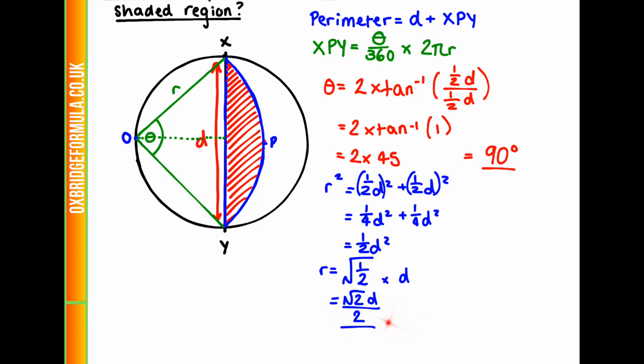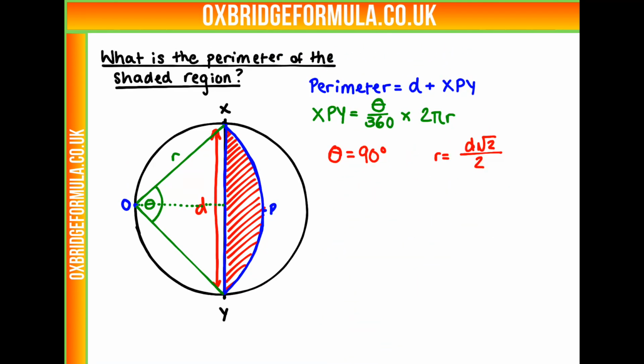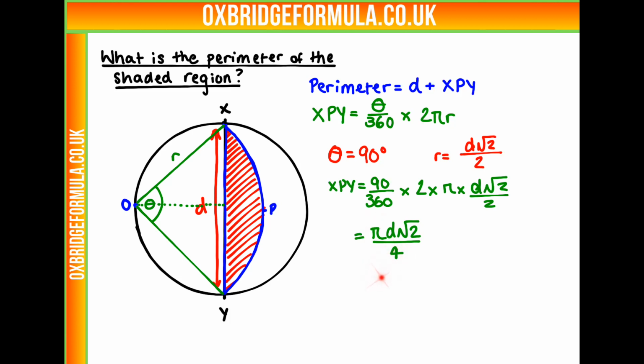So now we have our r and our theta, we can put them back into this equation at the top here. So we're going to find XPY first. So XPY is going to be our theta over 360, so 90 over 360 times 2 times pi times D root 2 over 2. And we can simplify that down to pi times D times root 2 all over 4.